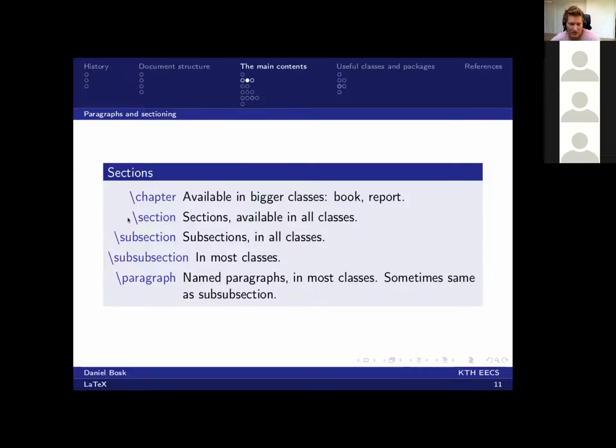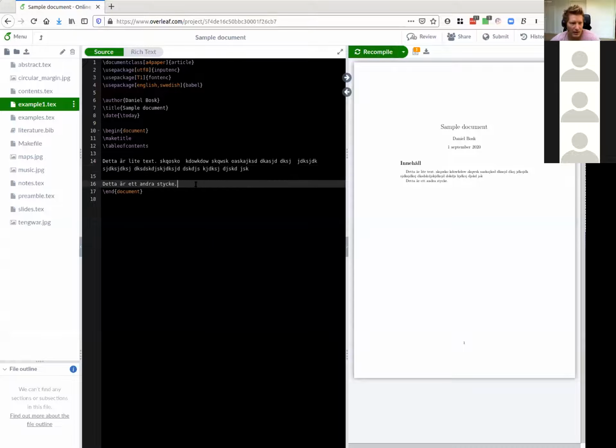So for instance, in this article class that we're using in the example, which is for small reports that you use in small courses, up to 20 pages long, section is the biggest sectioning tool of the document. And then of course you have subsection and subsubsection and named paragraphs. So let's see what we can do with those. Switch back to Overleaf here.